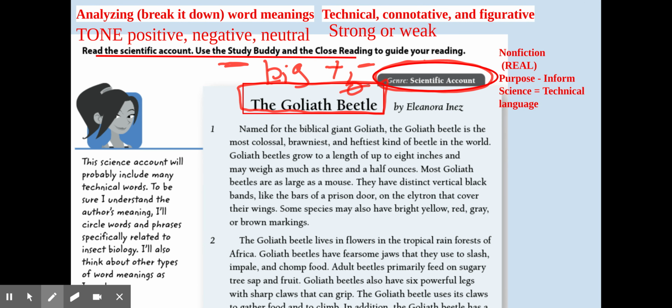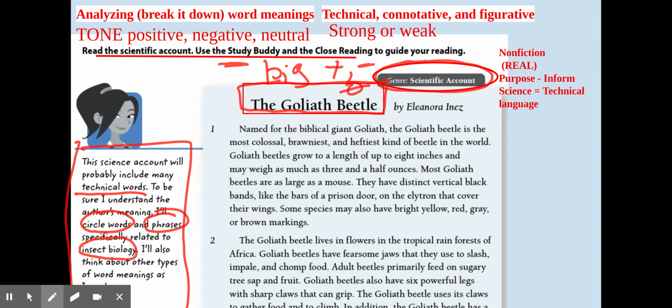So when we look at our study buddy over here, it says that this science account will probably include many technical words. To be sure I understand the author's meanings, I will circle words and phrases specifically related to insect biology. And remember, bio means life, ology means the study of, so it's the study of insect life. I'll also think about other types of words as I read and look at other words' meanings.